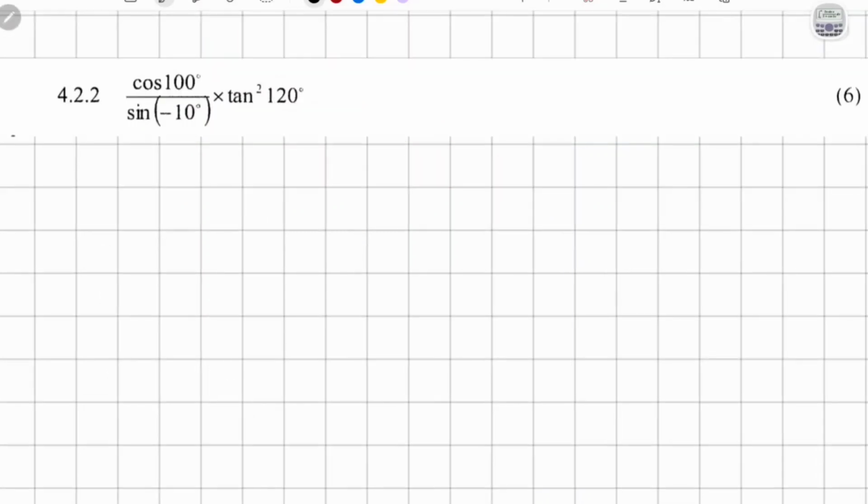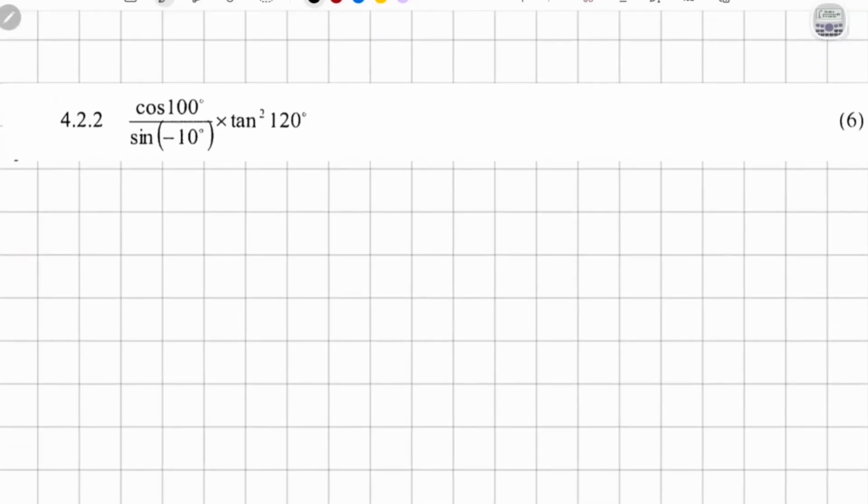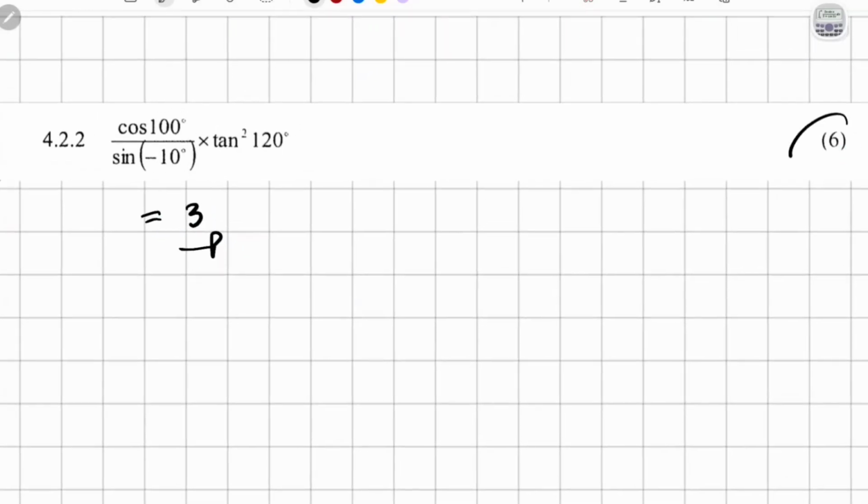Okay, so 4.2.2, this is what we have been given. And we have to simplify this, and this is for 6 marks. Okay, this is going to simplify to 3. Okay, that was easy. Very simple. 6 marks. And we're moving on to the next question.